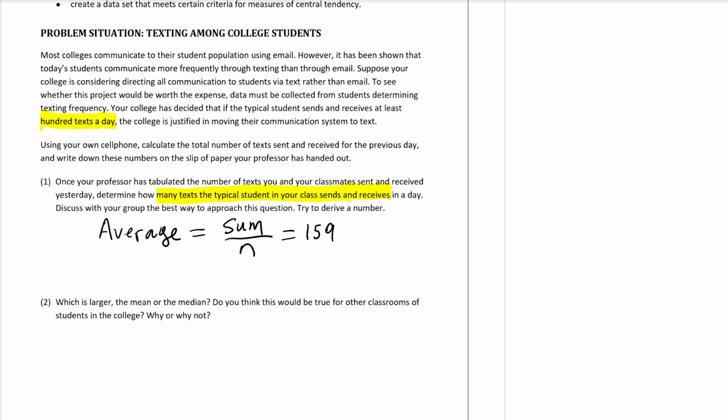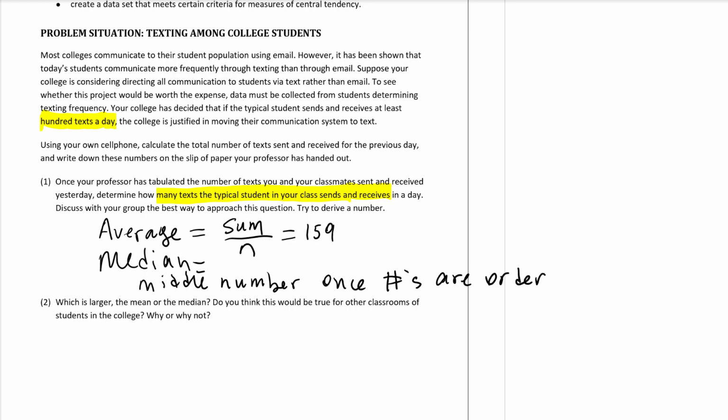Well, the other thing that we can calculate is something called a median. The median is the physical center of the data, what we call a middle number, once numbers are ordered from either smallest to largest or from largest to smallest.